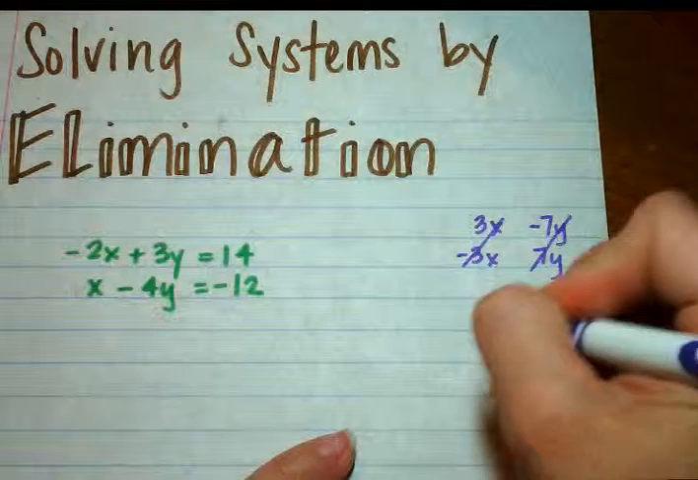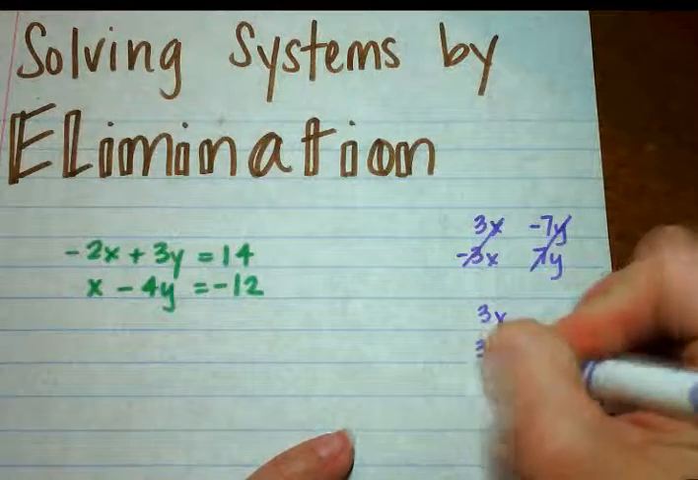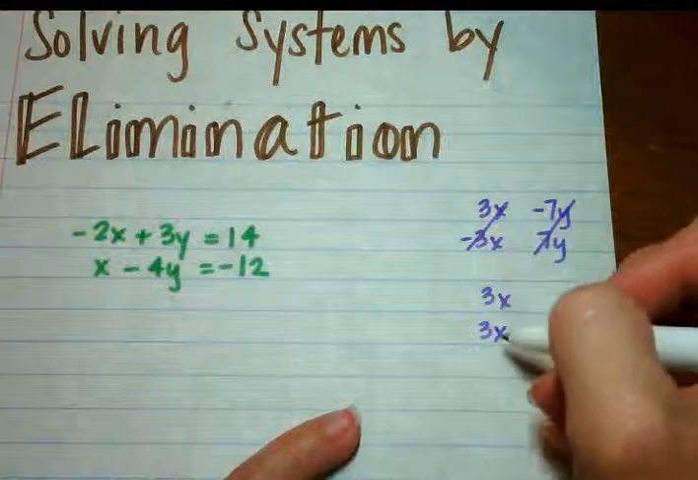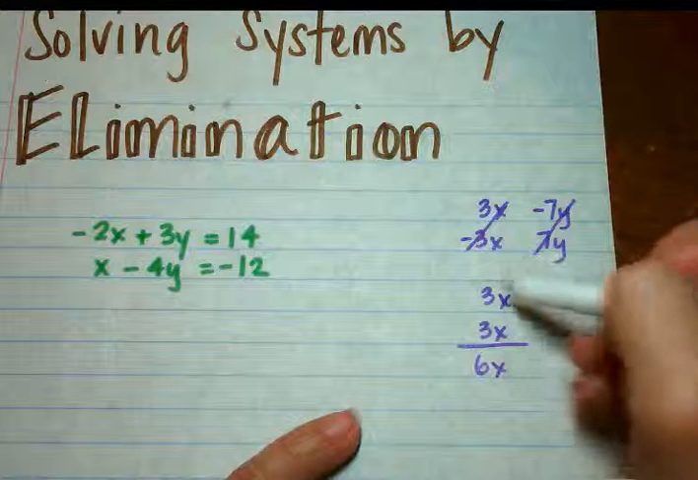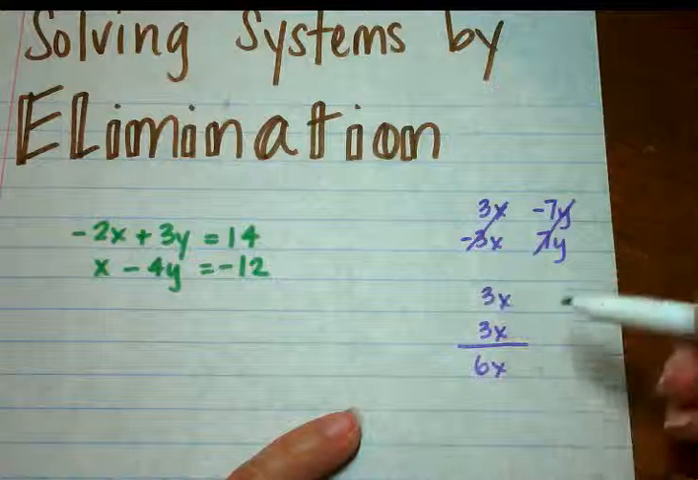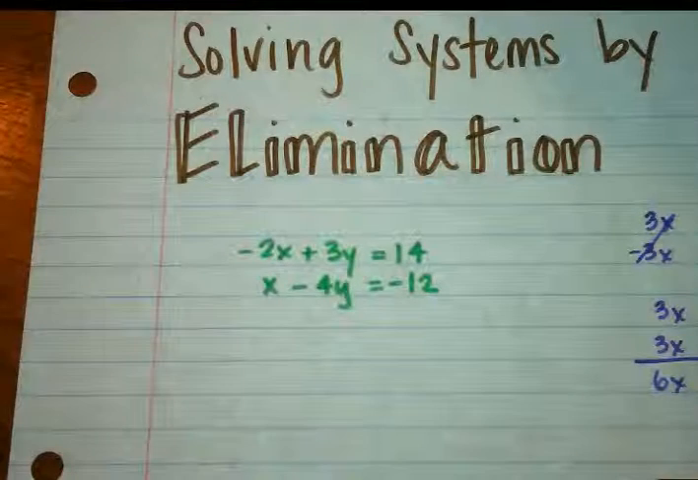If you had 3x and 3x, those are not going to cancel. If you combine those together, you're going to end up with 6x. So you have to remember that one of them needs to be positive and one of them needs to be negative. So that's just some side information. Here's an example for us.